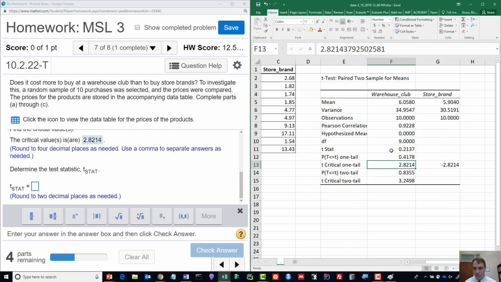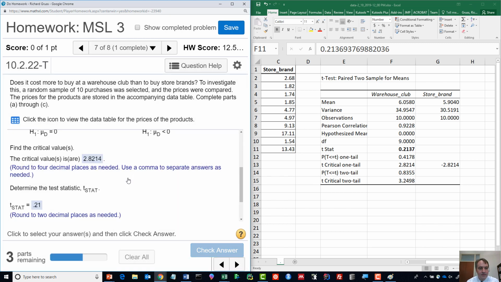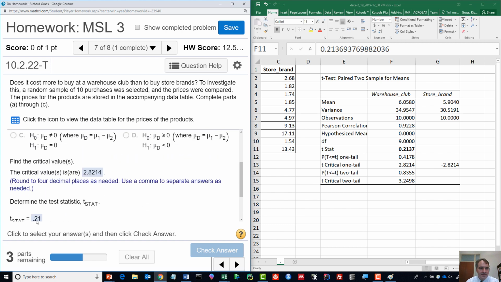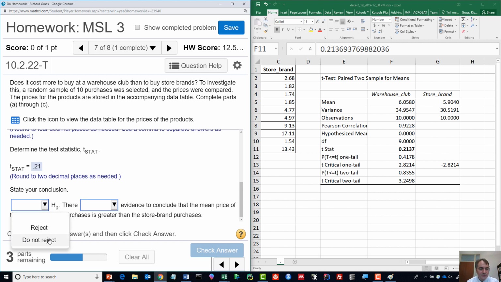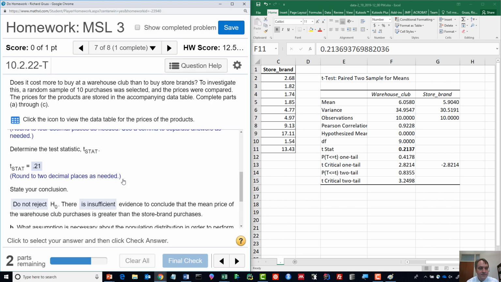So what was our t statistic? It's here, 0.2137. To 2 decimal places, that's 0.21. Now notice that this t statistic is not greater than the critical value, so we fail to reject. We do not reject the null hypothesis and say that there's not sufficient evidence to conclude the alternative that we were interested in.